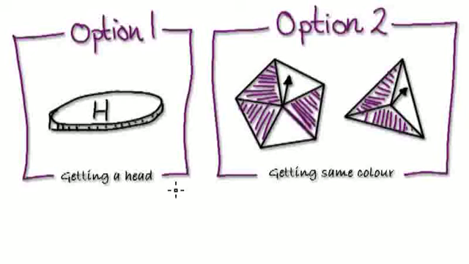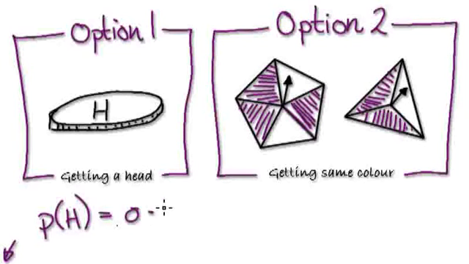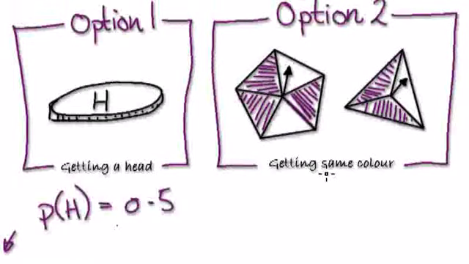Okay, so which option would be easier to do, option one or option two? So press pause and think about it. Okay, so here, well, option one you can do in your sleep. So the probability of getting one head would be 0.5.